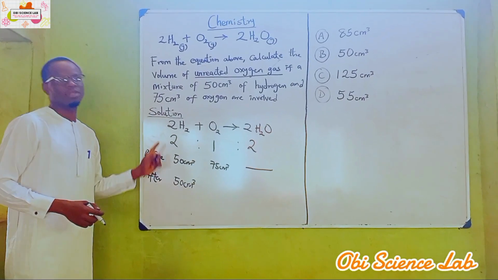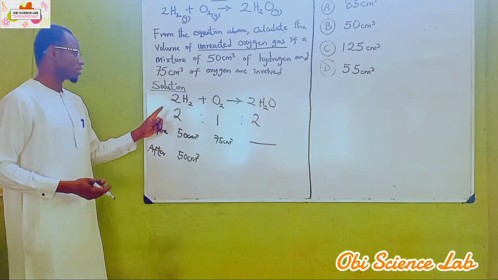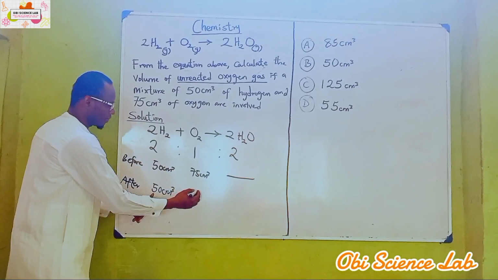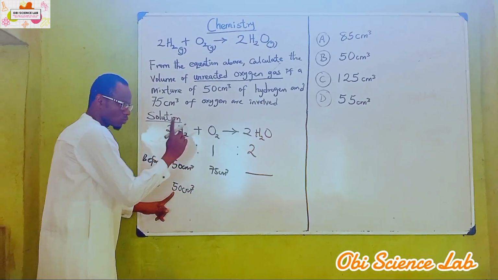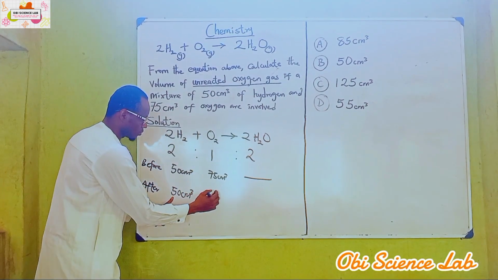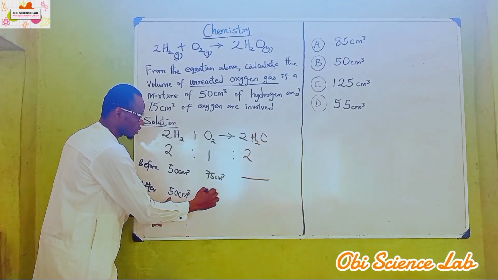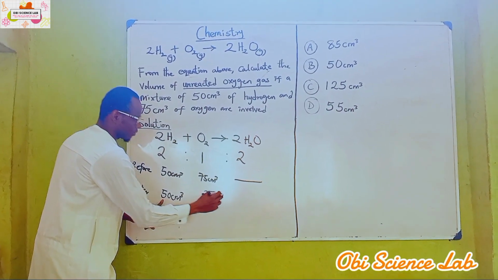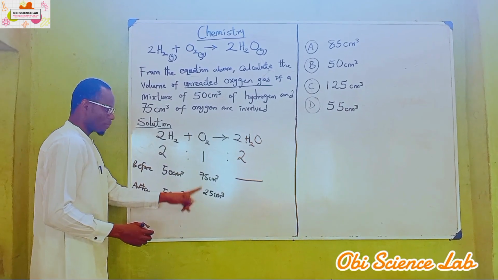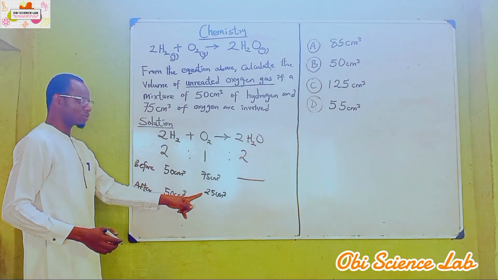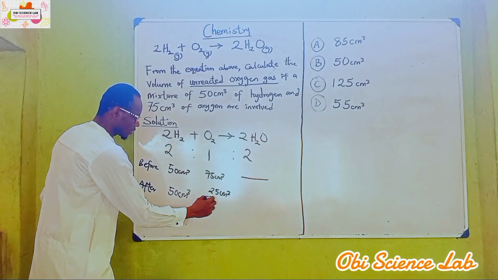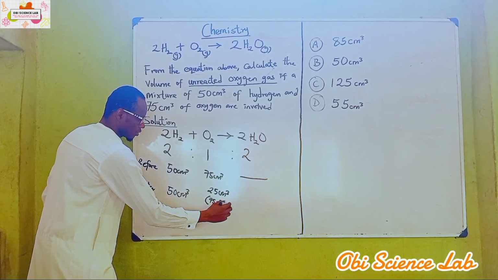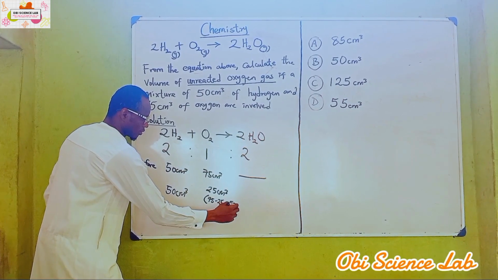When you have 2 moles, that can take 25 times 2, which is 50. So 2 moles will take 50 cm3, while 75 will take half, which is 1 mole, which represents 25 cm3. So half of 50 is 25. So the oxygen can take 25 cm3 after the reaction. The maximum volume it can take of oxygen is 25 cm3. But what was supplied is 75. If it takes 25, what will be left will be 75 minus 25, which will give us 50 cm3.